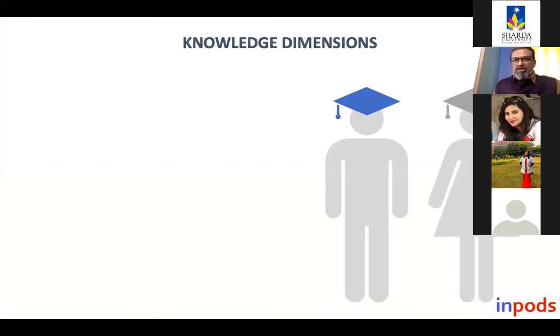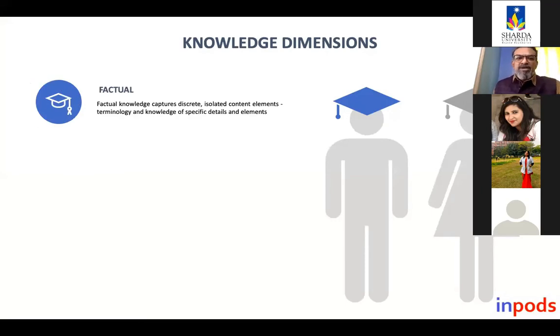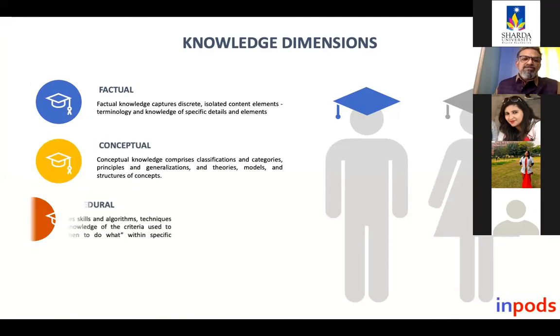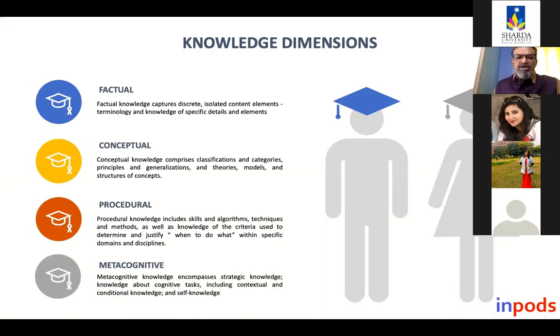We talked about the cognitive process, right? So knowledge dimensions, you must have already heard about these quite a few times. Factual, conceptual, procedural, and metacognitive are the four dimensions of knowledge. Factual knowledge captures discrete and isolated content elements, terminology, and knowledge of specific details and elements. Conceptual knowledge comprises classification and categories, principles and generalizations, and theories, models, and structures of concept.